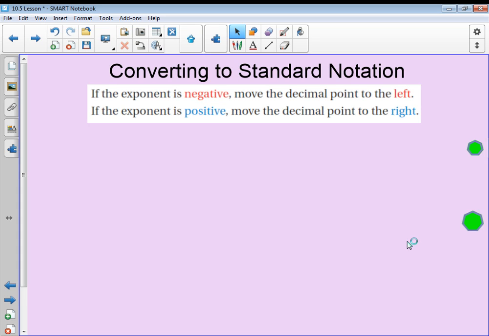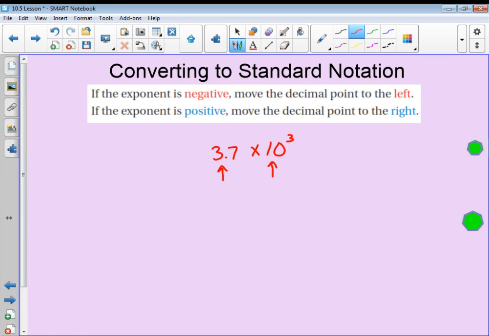Okay, in this part of our lesson, we're working with converting scientific notation into standard notation. So, quick review: scientific notation is when we have a number between 1 and less than 10. For example, we could say 3.7. It is always going to be times 10 and then some sort of an exponent. So maybe I'll put a 3 there. So this number is between 1 and less than 10, and this has to be a base number of 10, so times 10 with an exponent.